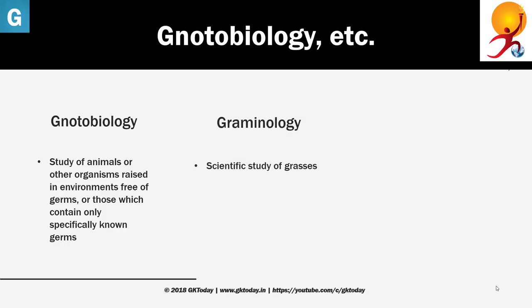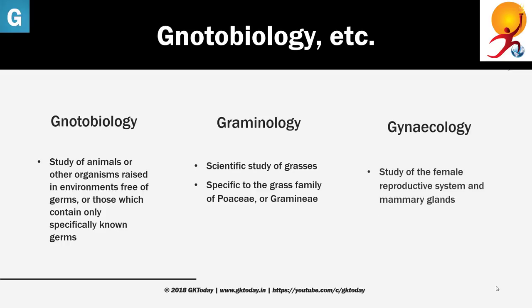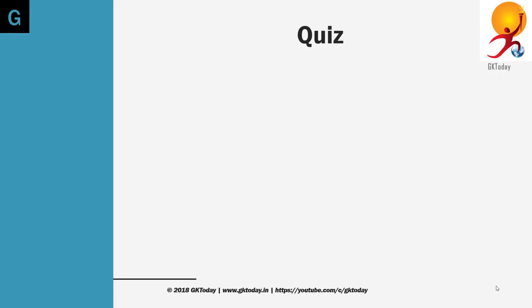Graminology is the scientific study of grasses. It's specific to the grass family of Poaceae or Gramineae. Gynecology is the study of the female reproductive system and mammary glands.